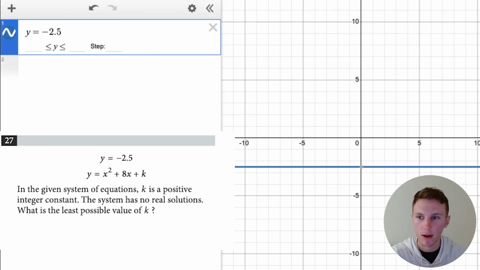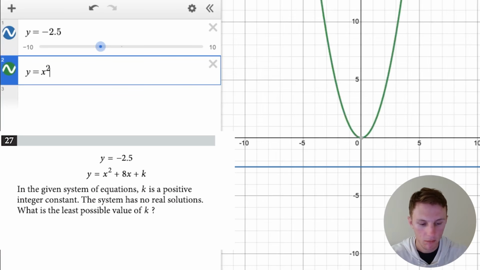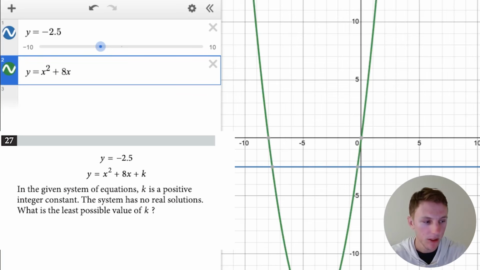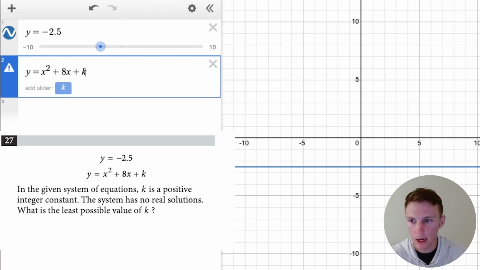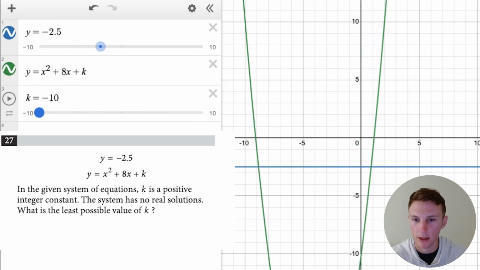As you see here, I graphed y equals negative 2.5. And then I'm going to graph the quadratic, y equals x squared plus 8x. And then I'm going to leave the k in. I'm going to put plus k. And then what you can do, which is really cool with Desmos, is you can hit add slider. So this is really cool because it allows you to drag this and then you can animate it basically.